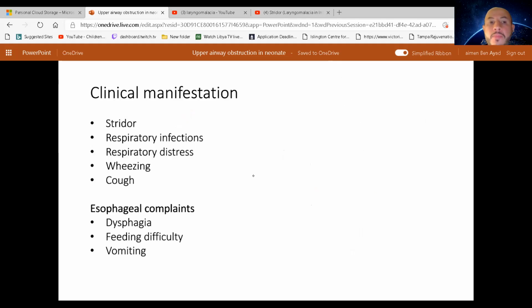Okay, very good. What's the clinical presentation? The presentation of vascular ring can look like any other presentation and is hard to differentiate: stridor, respiratory infection, respiratory distress like retractions. It can be wheeze or stridor, depending on where the obstruction is. Also cough. It can also present with pressure on the esophagus: dysphagia, feeding difficulties, vomiting.